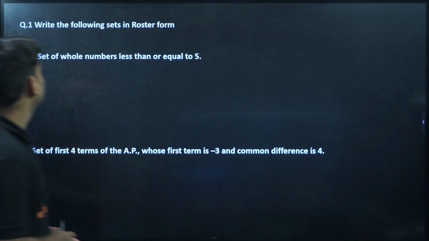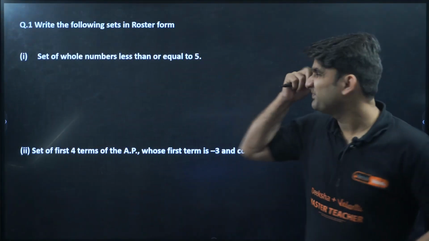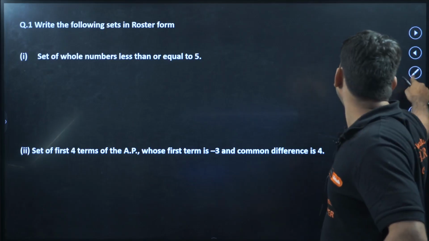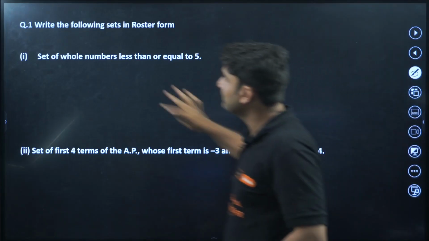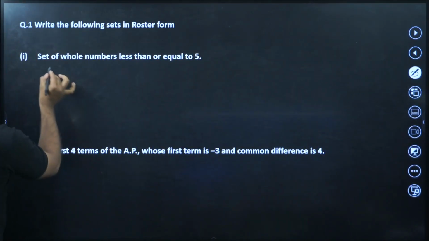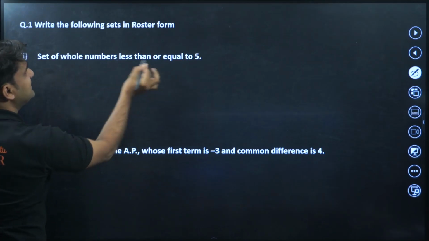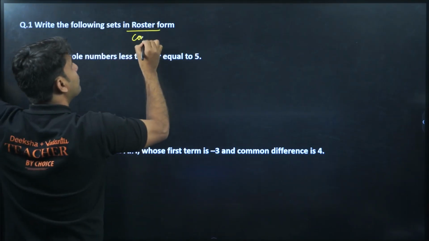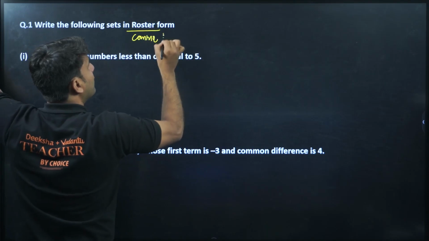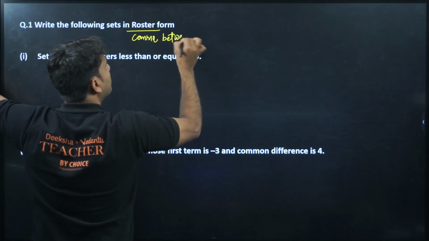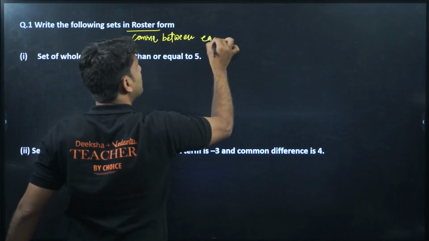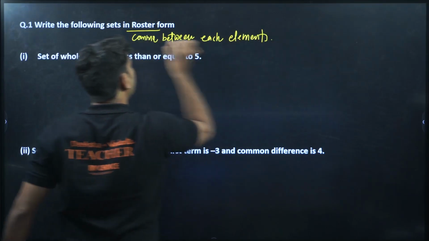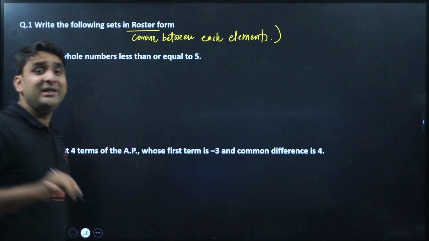Moving ahead. So let's do few questions here. Write the following sets in roster form. How to write in roster form, champion? Look how to write. So set of whole numbers less than or equal to 5. Roster means what? Comma between each elements, right? This is comma between each elements.